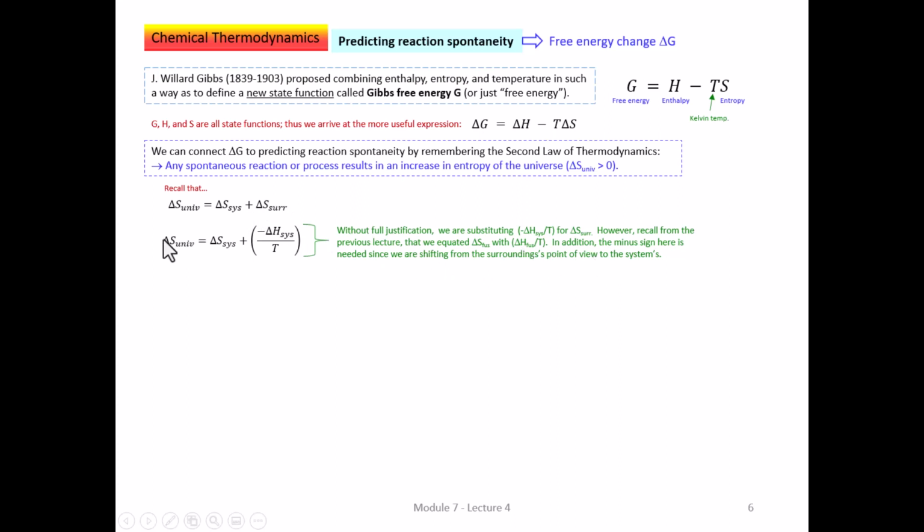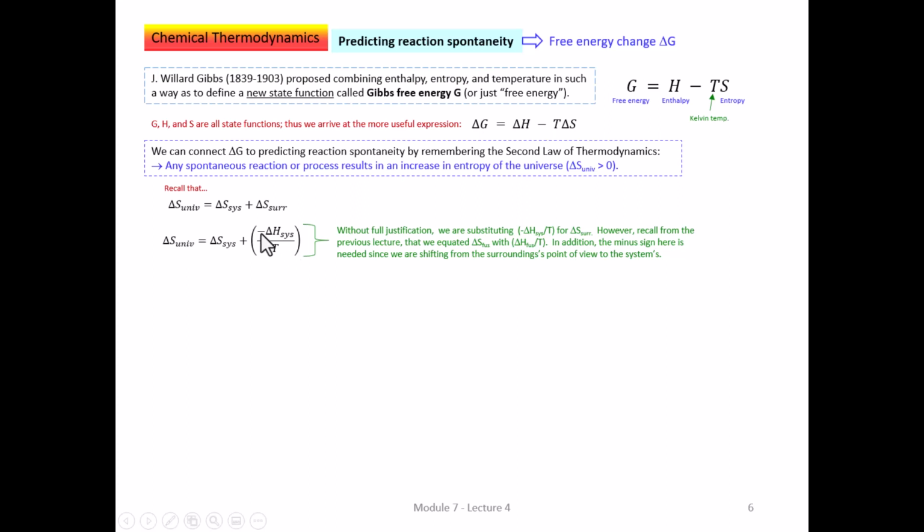Now, in addition, I introduce this minus sign here because I'm flipping the way we're looking at this. Delta S of the surroundings, of course, is the entropy change from the viewpoint of the surroundings. I'm now flipping this around so that we're looking at it from the system's point of view, so I introduce this minus sign here.